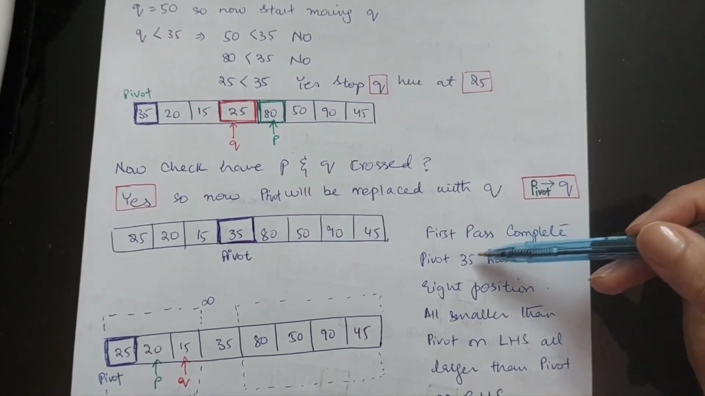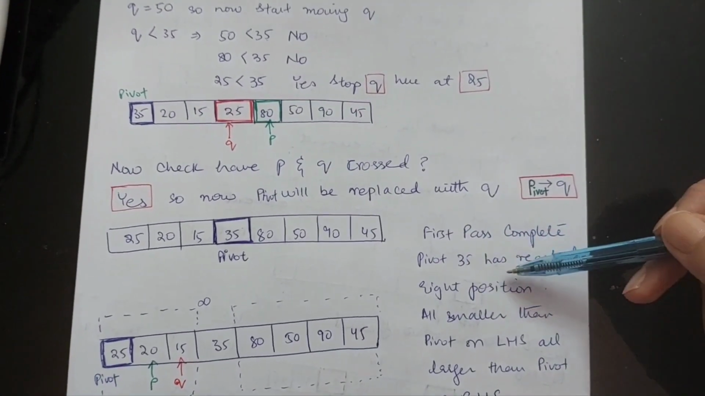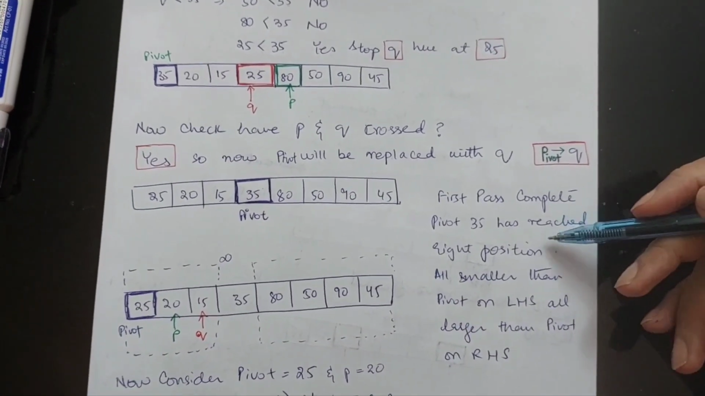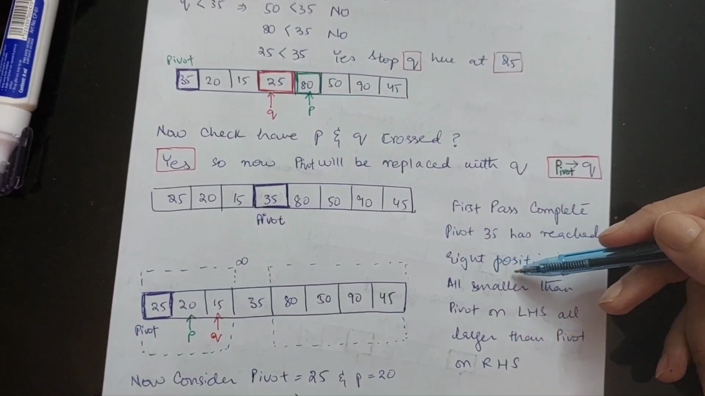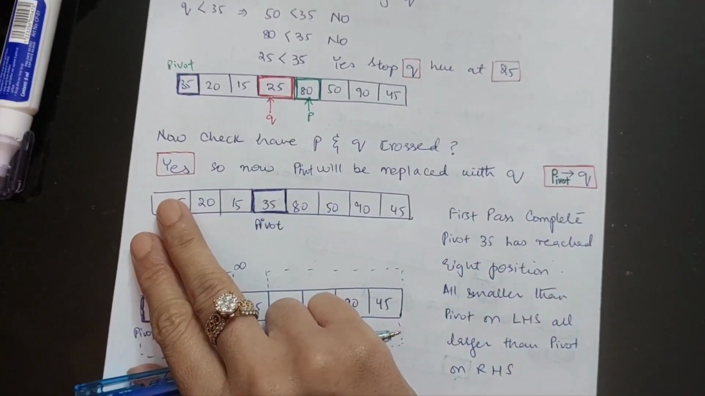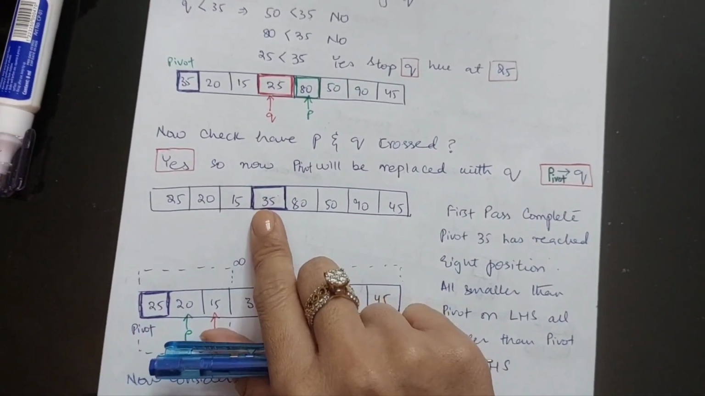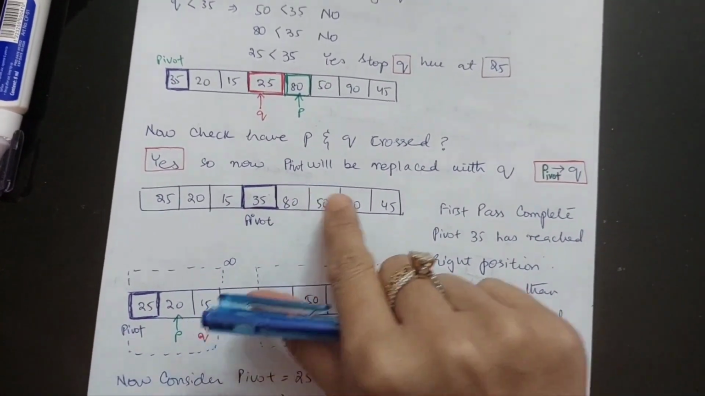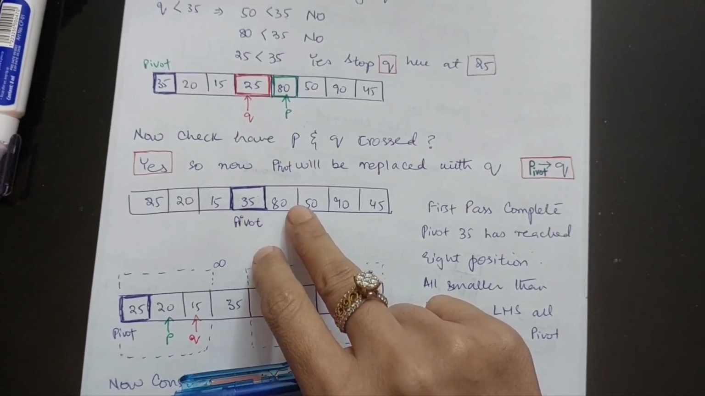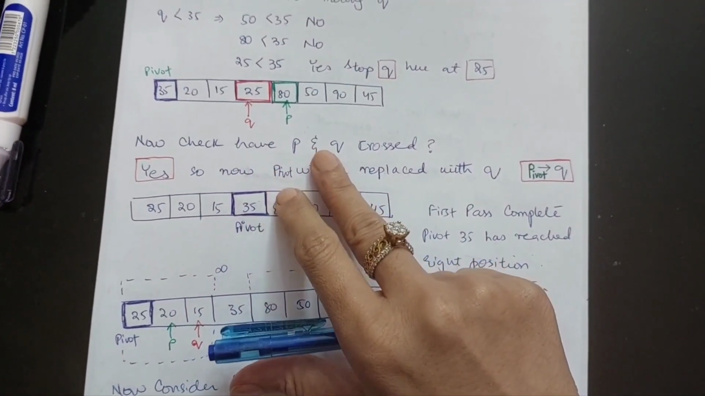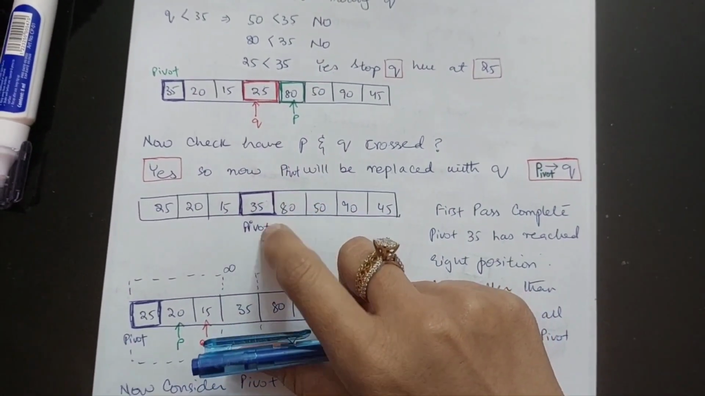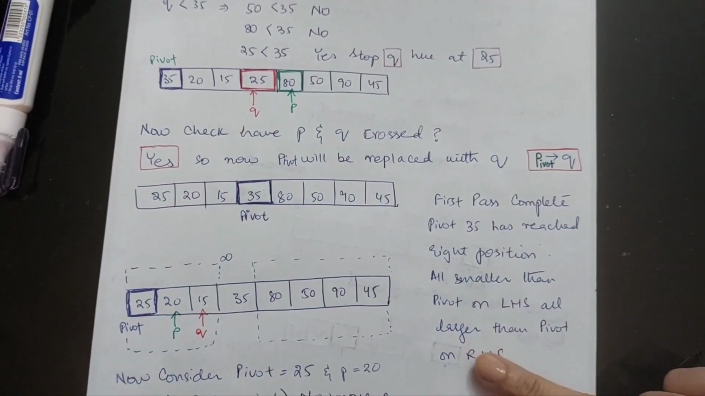The pivot, which was number 35, has reached its right position. What do I mean by right position? By right position, I mean that all the elements smaller than the pivot are on the left hand side of the pivot, and all the elements larger than the pivot are on the right side of the pivot. I'm not saying that the array has been sorted. No, the array has not been sorted yet, but yes, the pivot has reached its right position.